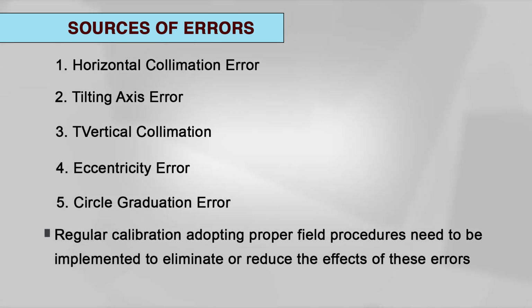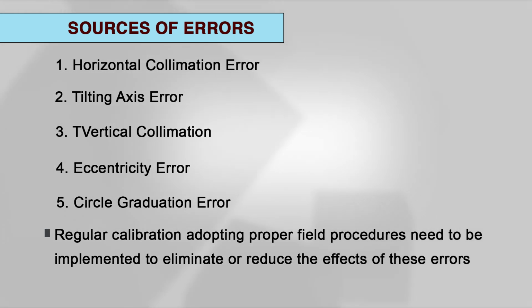The next instrumental error is the eccentricity error. If the geometric center of the graduated circle, that is the horizontal and the vertical circle, does not coincide with the center of rotation, this type of error will occur. This type of error is very small, and by taking the average of measurements taken on opposite sides of the circle, it is eliminated.